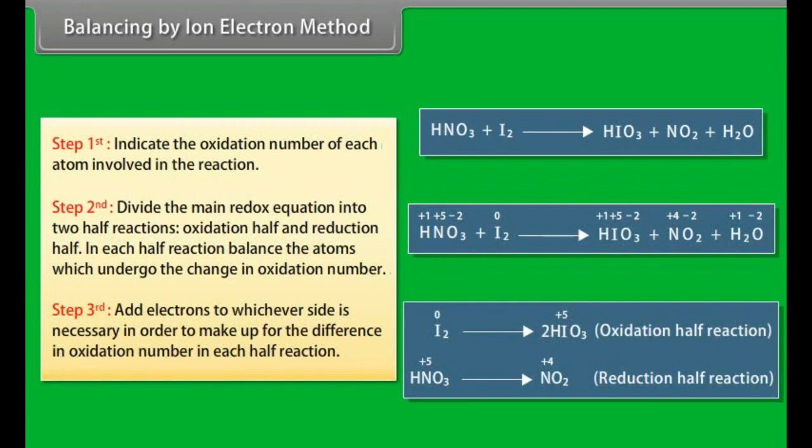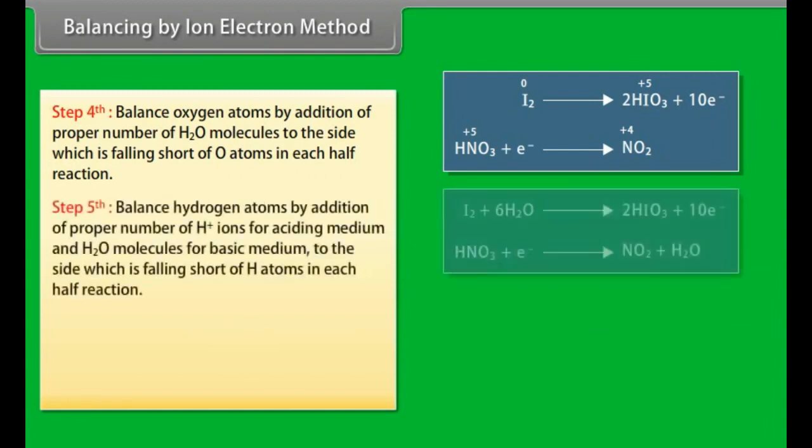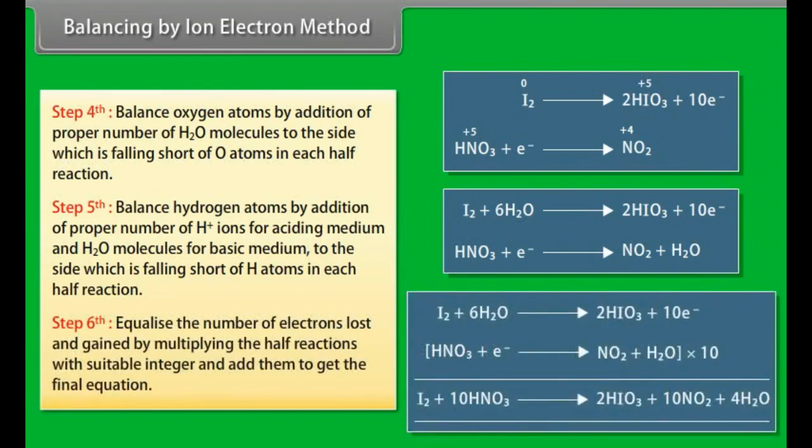Step fourth. Balance oxygen atoms by addition of the proper number of H2O molecules to the side which is falling short of O atoms in each half reaction. Step fifth. Balance hydrogen atoms by addition of the proper number of H+ ions for acidic medium and H2O molecules for basic medium to the side which is falling short of H atoms in each half reaction. Step 6. Equalize the number of electrons lost and gained by multiplying the half reactions with a suitable integer and add them to get the final equation.